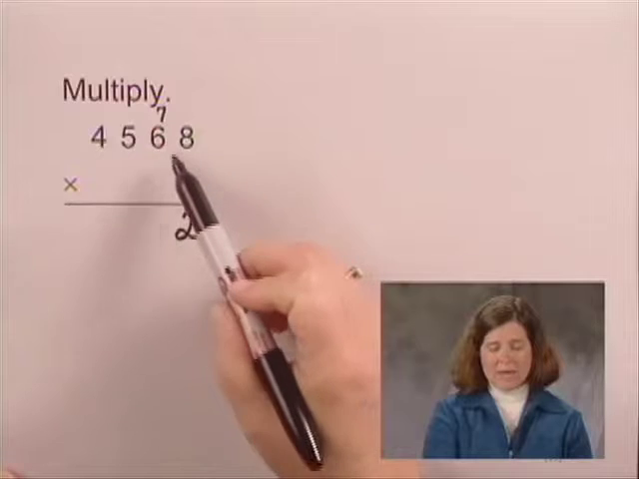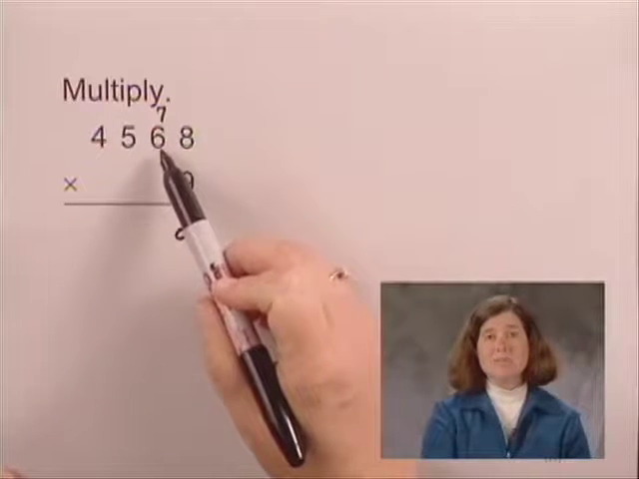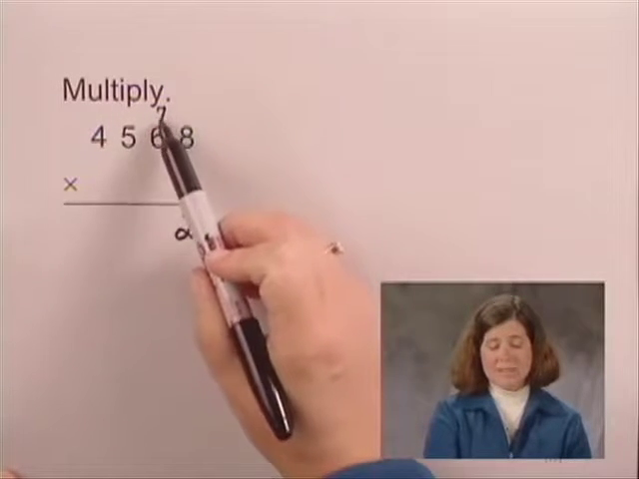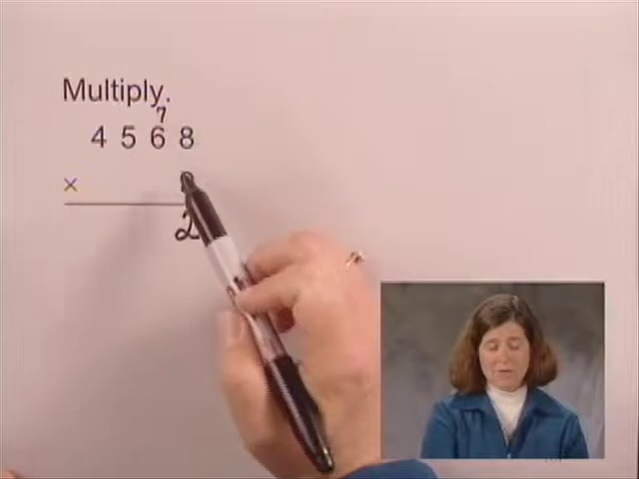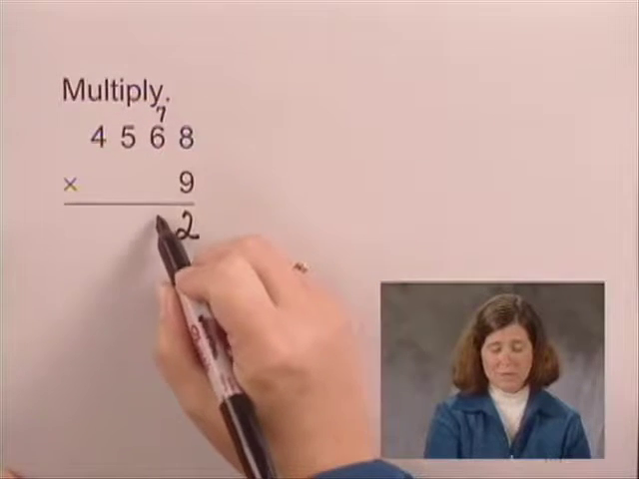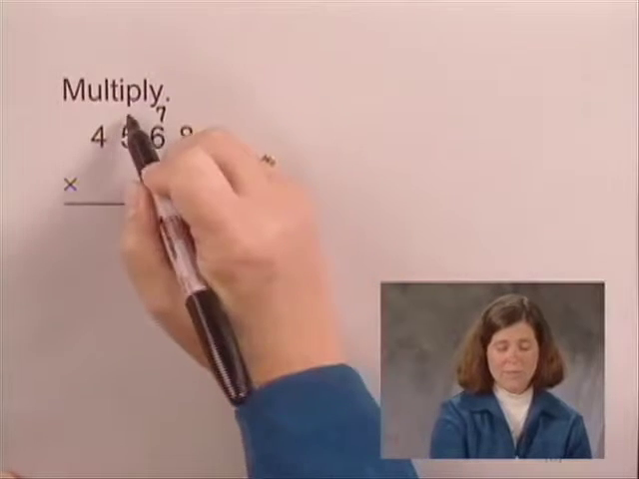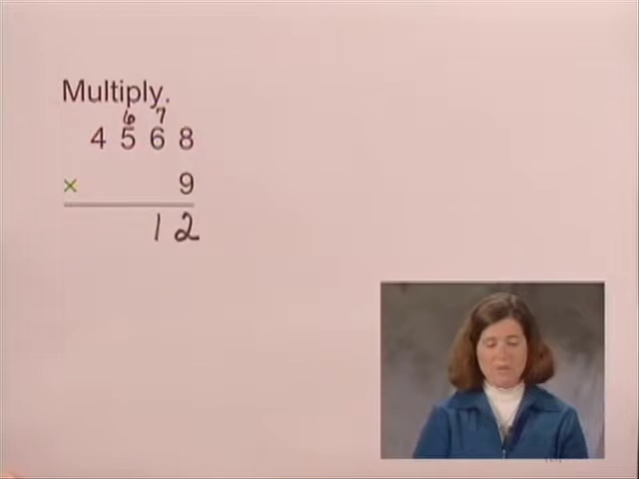Then we'll multiply 9 times 6. 9 times 6 is 54, plus the 7 that was added up here. 54 plus 7 is 61. We write the 1 here and the 6 above the hundreds.